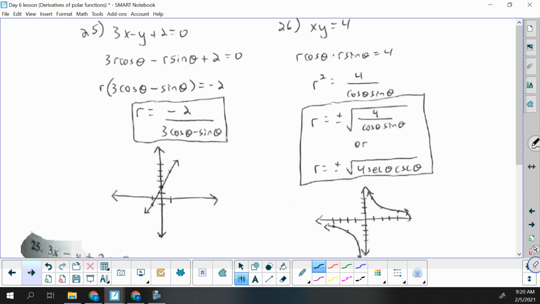Again, x is equal to r cos theta, y is equal to r sine theta, so subtract the 2 over, pull out the r, and divide over. And you get r is negative 2 over 3 cos theta minus sine theta.